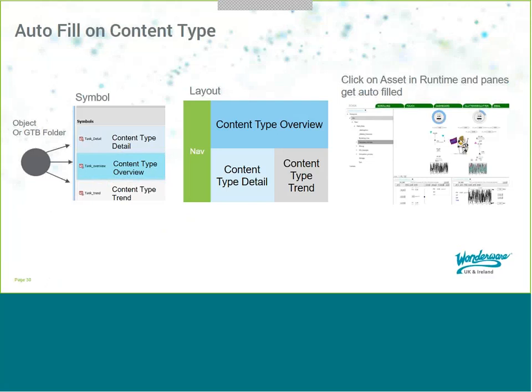And this breaks it down a little bit further for you. So you can see that in terms of our layout there, we've got the navigation down the left-hand side. We've got the content type overview in the top. So anything that has the graphic associated with the overview type or the detail or the trend type, they'll automatically populate in that view, and you can see an example of that on the right-hand side.